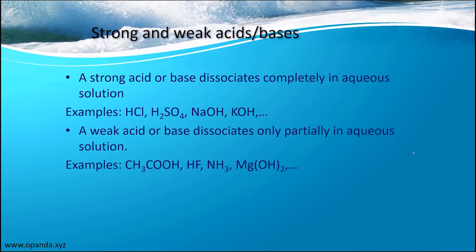So when it is said to be strong, it means that it dissociates completely. Here we have examples of hydrogen chloride, sulfuric acid, sodium hydroxide, potassium hydroxide. These two are acids and these two are bases. So we have substances which can dissociate completely, and those are strong acids and strong bases. A weak acid or base dissociates partially in aqueous solution.